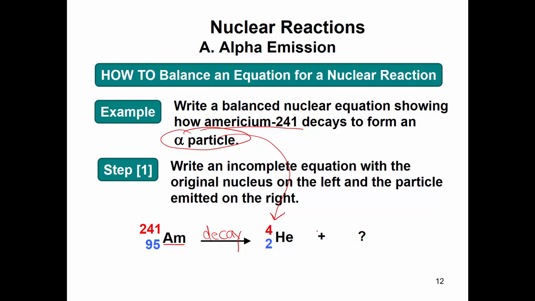Okay, well, if we go back to our rule, atomic number has to equal on both sides, and mass number. So if I go over here, now look, okay, I have a 2, so this has to be a 93, right? Because 93 plus 2 equals 95. Okay, and then here, okay, it has to be, oops, 237.